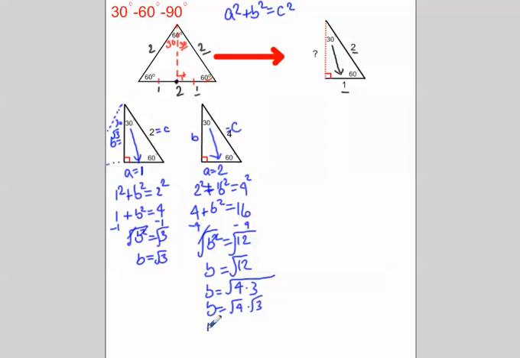The square root of 4 is 2, so we get 2 times the square root of 3. So our B, our long leg, is 2 times the square root of 3. Let's do it again. One more. Let's see if we can really lock in this pattern.